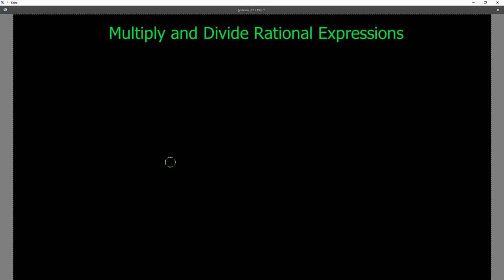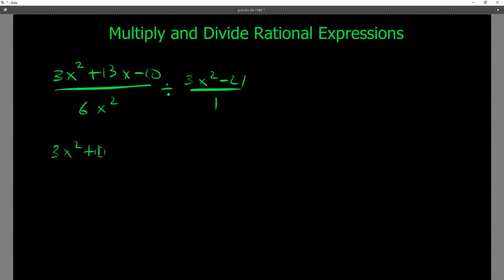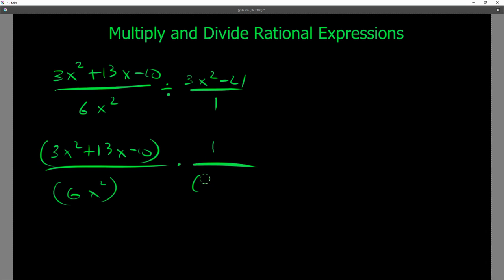I'll do one more division just to be sure. So 3x squared plus 13x minus 10, all of that over 6x squared, divided by 3x squared minus 21. See, if you're dividing a fraction, just make this into a fraction. If it's not over anything, it's over 1. Right? So you just flip the second one. So now I have 3x squared plus 13x minus 10, keep the first one the same, and flip the second one. So now I have 1 over 3x squared minus 21. And then you just factor things and put them together.